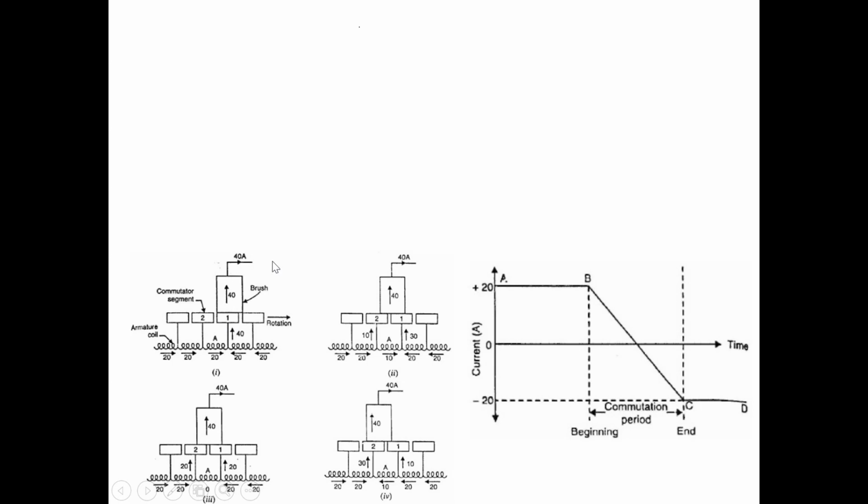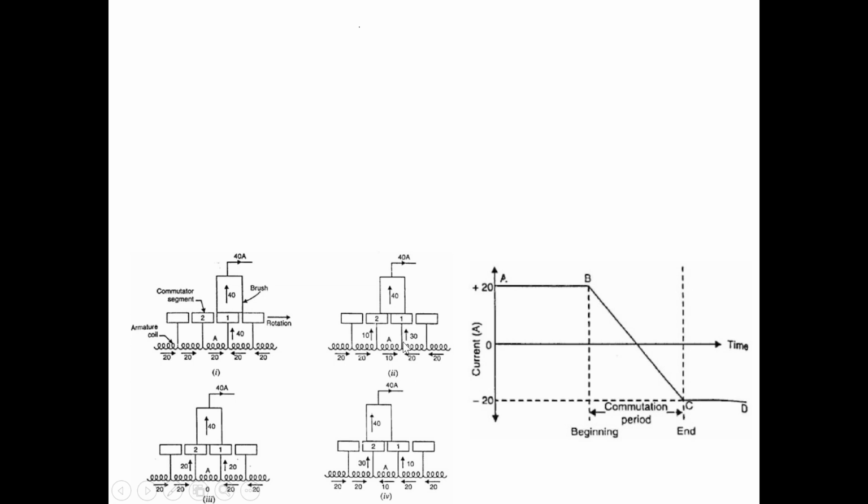If 40 ampere current is passing through, then 40 ampere will be going through this commutator segment, from which 20 is taken from this coil and 20 is taken from this coil. That means I by 2, I by 2. The total current is 40 ampere, I by 2 is 20 ampere, 20 ampere. 20 ampere is flowing from this, 20 ampere is flowing from this.